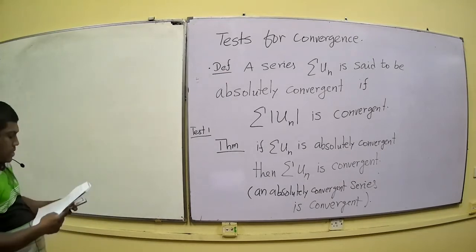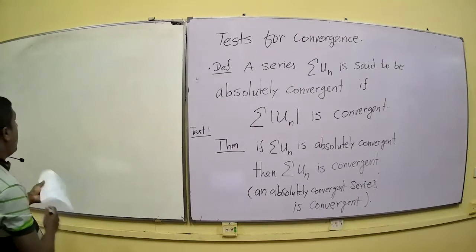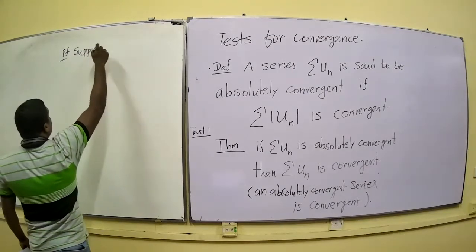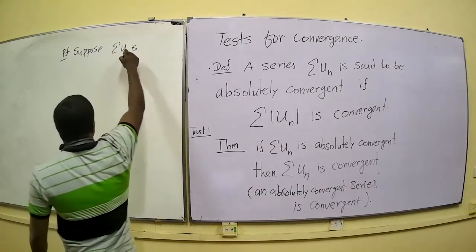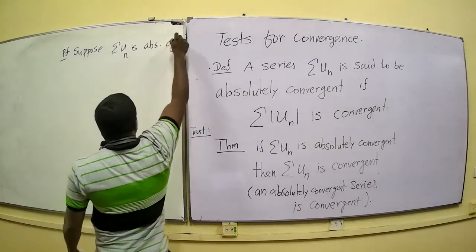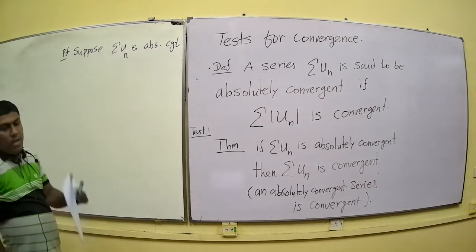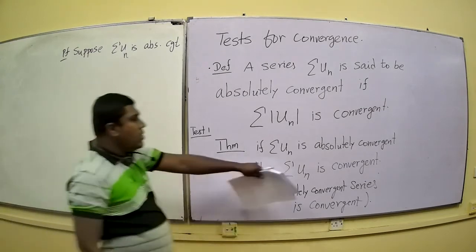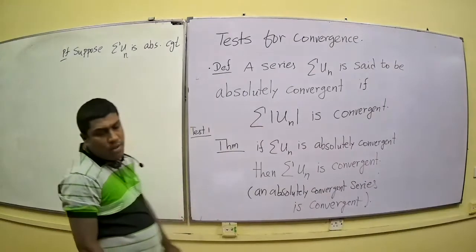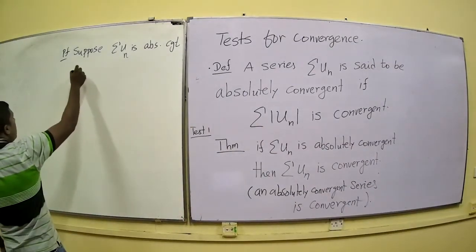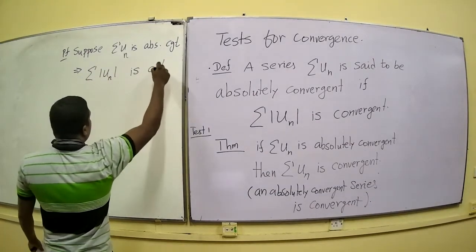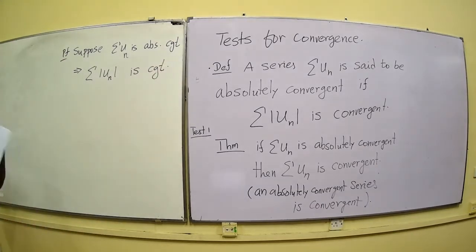The proof is not a big one, so let us do that. Proof: suppose the series summation of un is absolutely convergent. I use abbreviation, but now you know the meaning of that. You assume that this is absolutely convergent and you have to prove that the series is convergent. Absolutely convergent means the summation of the absolute value of un is convergent.